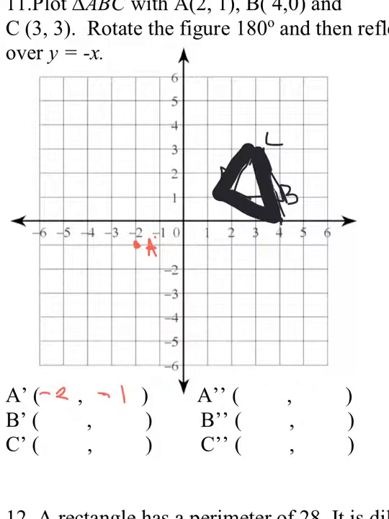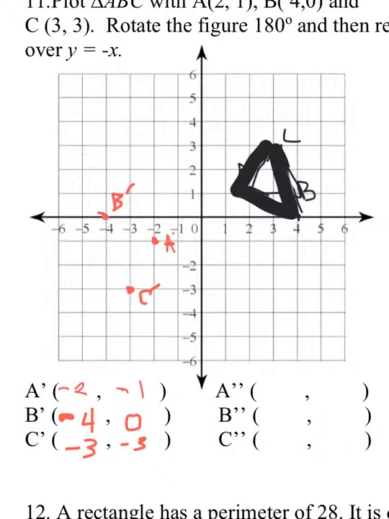So that means B is going to be at -4, 0. And C is going to be at -3, 3. -3, -3. Horrible triangle, but you get the idea. And then reflected over y equals -x, which is that diagonal.